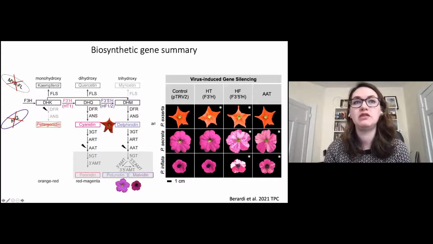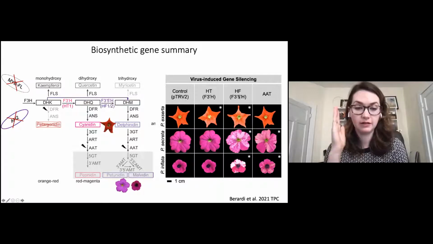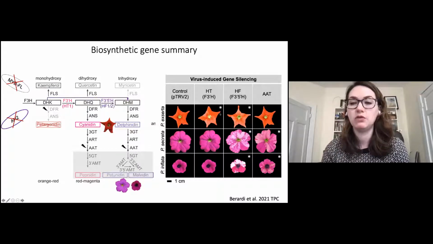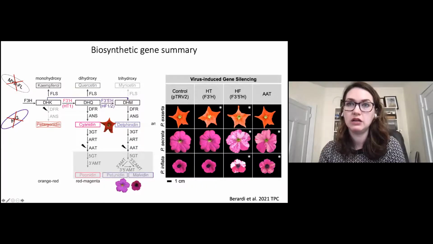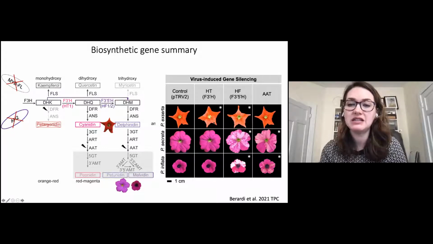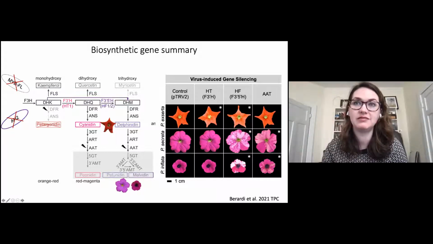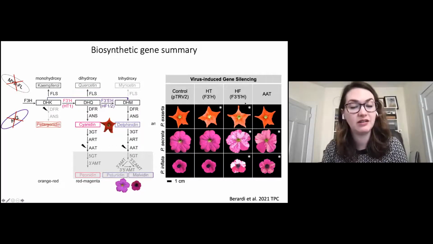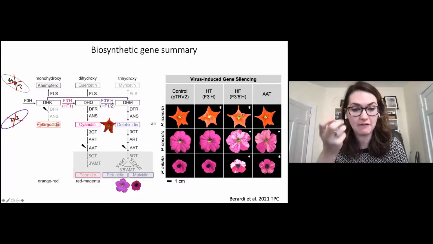Walking you through this figure here to the right, we have the control in the left-hand column for each of the 3 colorful species. And then each of these columns is how we silenced one gene at a time. What you can see here is that in exserta, for both F3'H and F3'5'H, you see infected sectors here. The important part that suggests that both these enzymes are necessary is that we only see light infected sectors rather than white. That means that both cyanidin, as controlled by F3'H, and delphinidin from F3'5'H are both necessary to make that full red color.